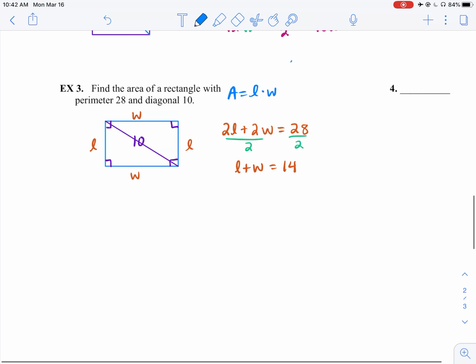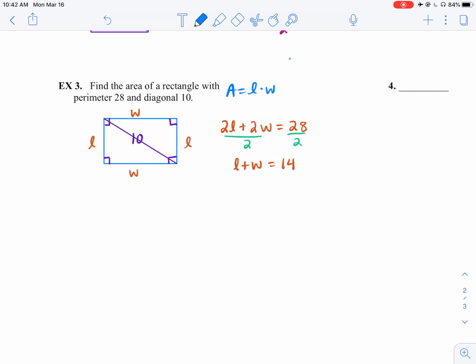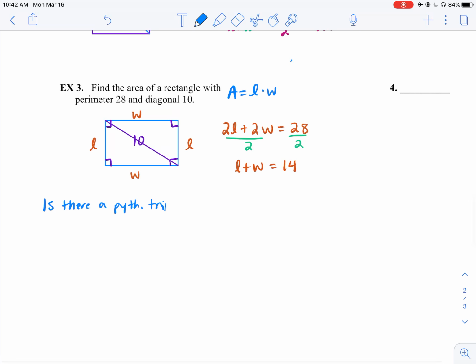The shorter route is you could do guess and check from here. It has to make a right triangle. So if you think of it as if the numbers were whole numbers, they would be Pythagorean triples. So you could ask yourself, is there a Pythagorean triple with the hypotenuse of 10 where the legs add to 14?